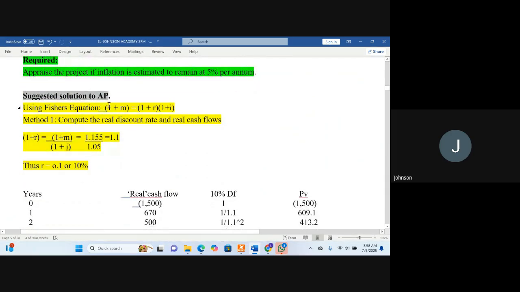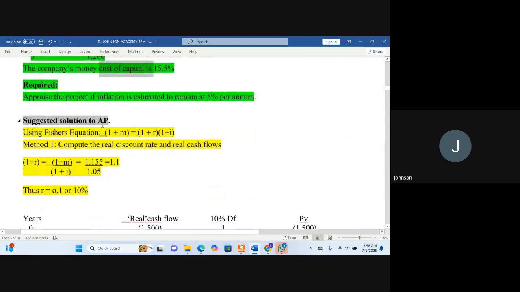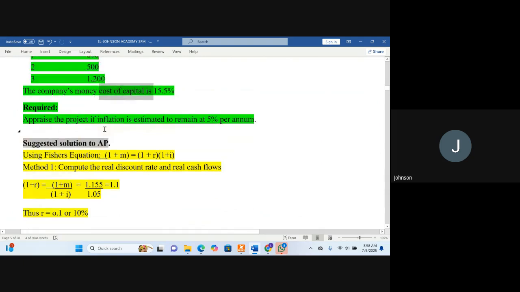So that's the solution to this question. Using the efficiency equation, we now say let's take away the inflation from here instead. Since all the cash flows have one inflation rate, let's take away the inflation effect from here instead.